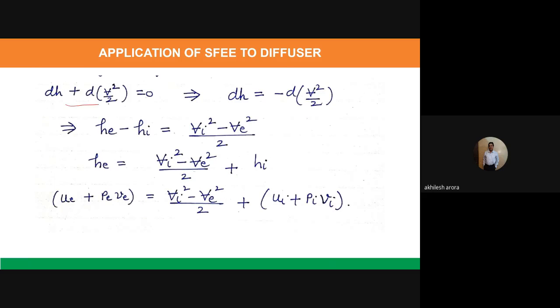So this is the equation. Once again, I have shown it in this slide. What I can do is integrate it from inlet to exit. The left hand side becomes He minus Hi, the right hand side becomes (Vi square minus Ve square) by 2. And finally He is equal to (Vi square minus Ve square) divided by 2 plus Hi. And He can be written as Ue plus PV. This remains the same as the kinetic energy of the fluid.